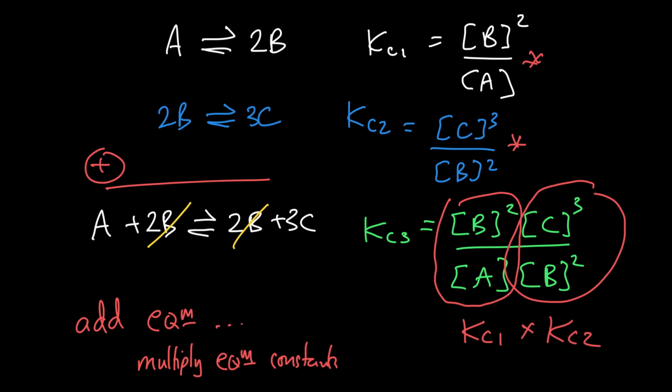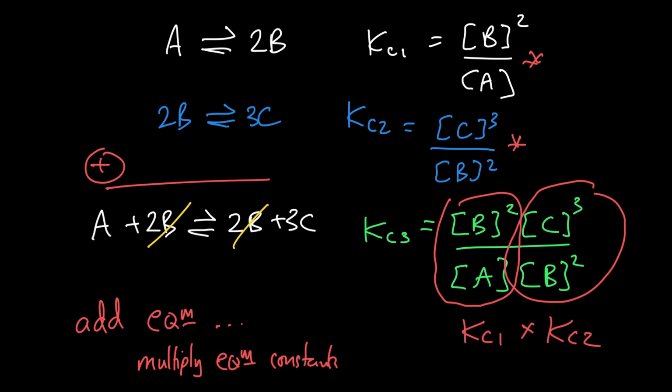Now, in terms of the cancellation, you might say, wait a minute, you were supposed to cancel those B's out. And you can see in my equilibrium constant, if I had a B squared up top and a B squared down bottom, they would cancel out. So the only thing I would be left with would be C cubed over A. So it does actually work out, but I was probably a little too hasty cancelling out with my yellow pen.